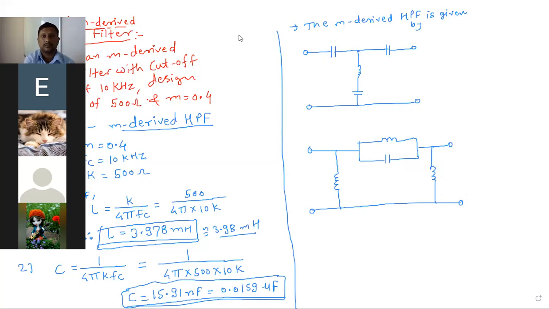Now this is what T section. Figure A, T section, M derived HPF. Now here B, pi section, M derived HPF.